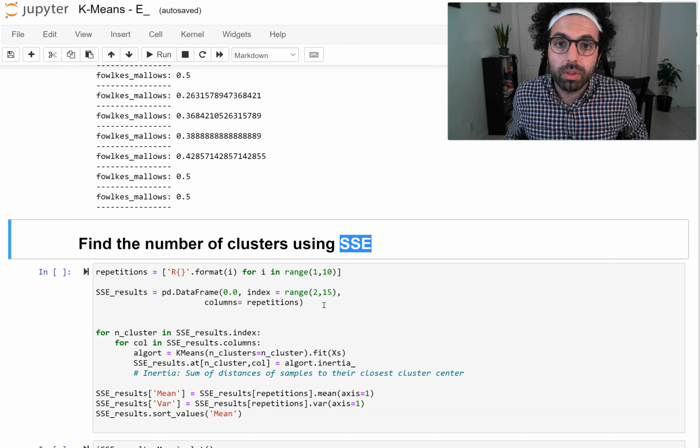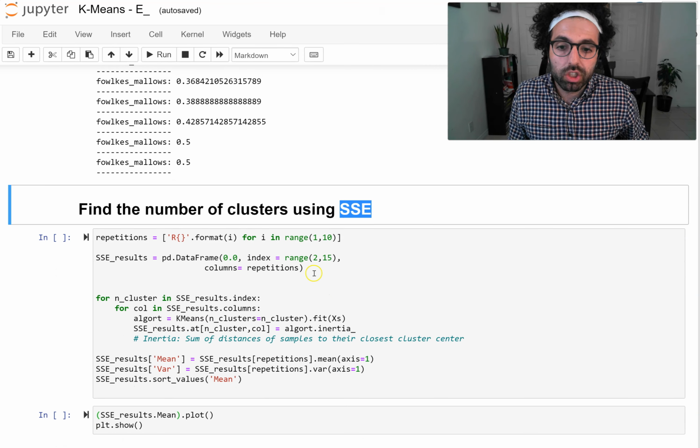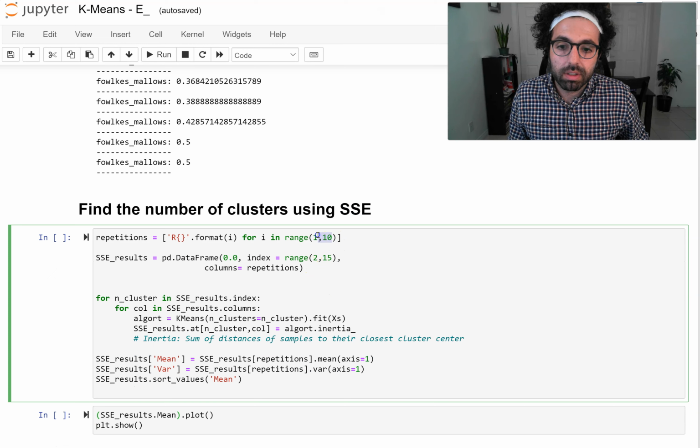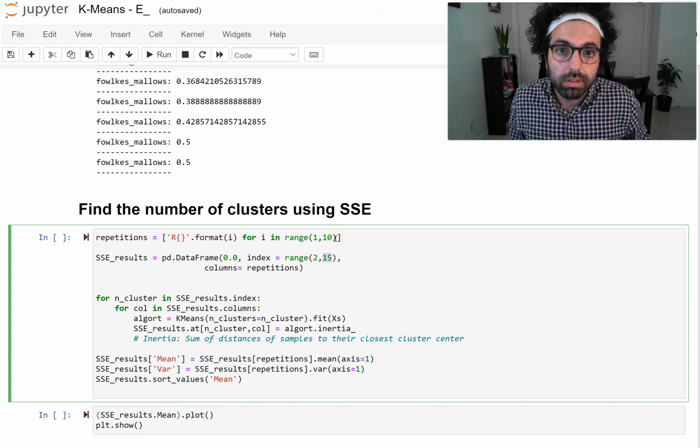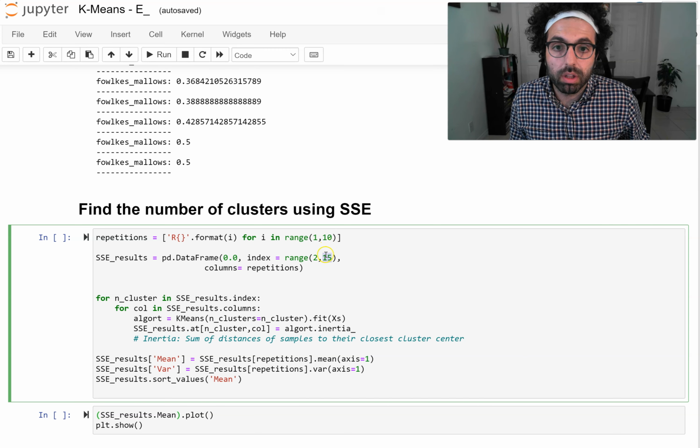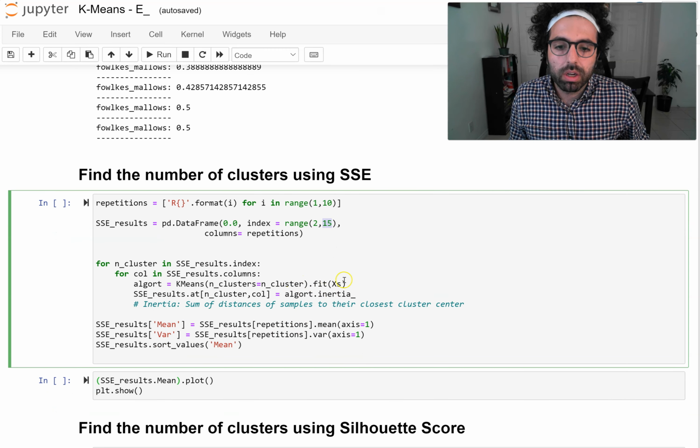So we are going to computationally calculate this SSE for when you have 2 clusters all the way to 14 clusters. And since K-means is a random algorithm, we repeat this 10 times for each of these numbers of clusters. And then we do the clustering, and then we calculate that SSE. Actually, the algorithm does it for us, so we only need to grab it from the fitted model.